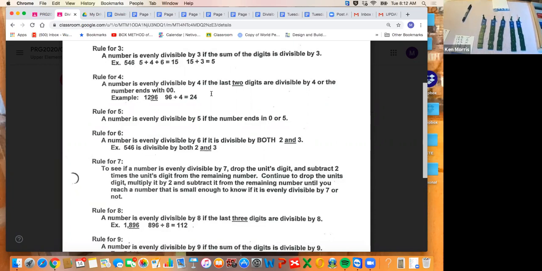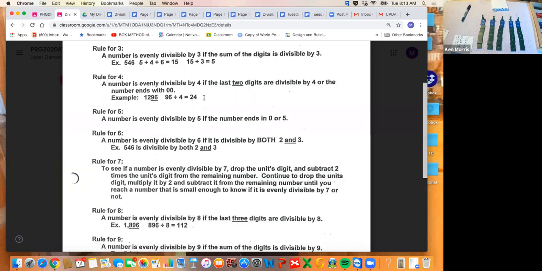All right. Okay, so the rule for 4 is, a number is divisible by 4 if the last 2 digits are divisible by 4, or if the number ends with 2 zeros. Pretty obscure. I think you just have to give them the rule. All right, and the example they give is 1,296. You look at 96, and 96 divided by 4 is, of course, a whole number with no remainders.